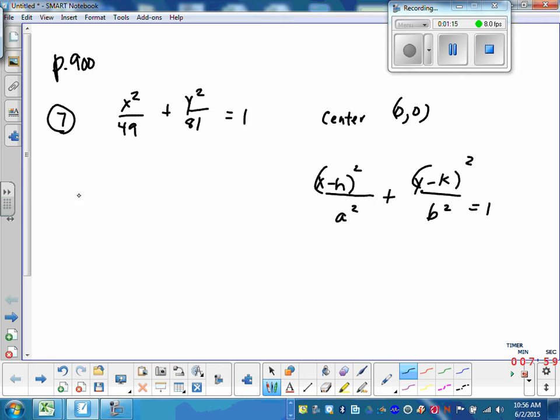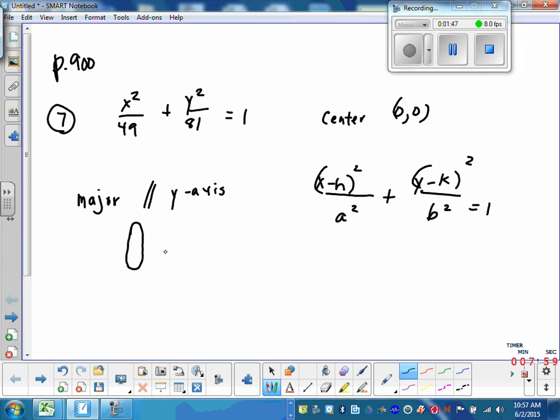We also know that the major axis is going to be parallel to the y-axis. And we know this because the larger number, A and B, is under the y, right? So the major axis is going to be this way. So it's going to go up and down this way, right? We know this because this one's larger.